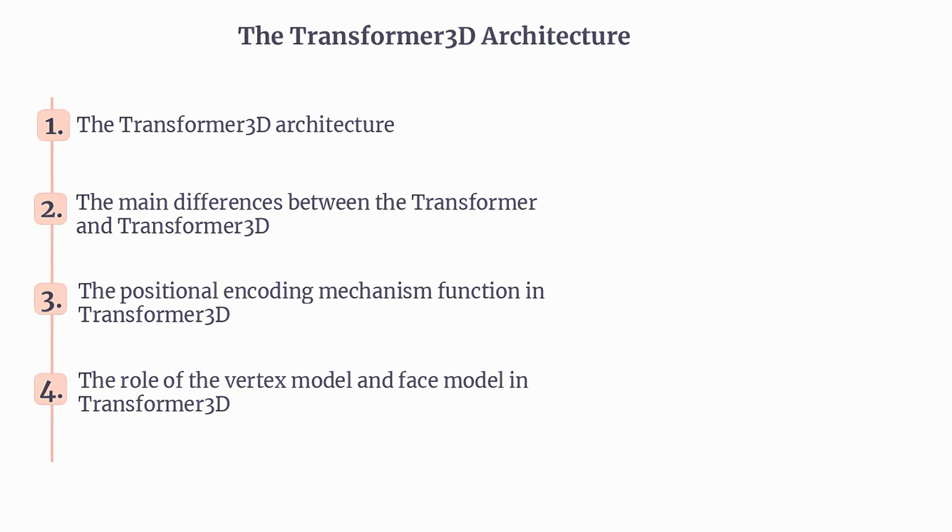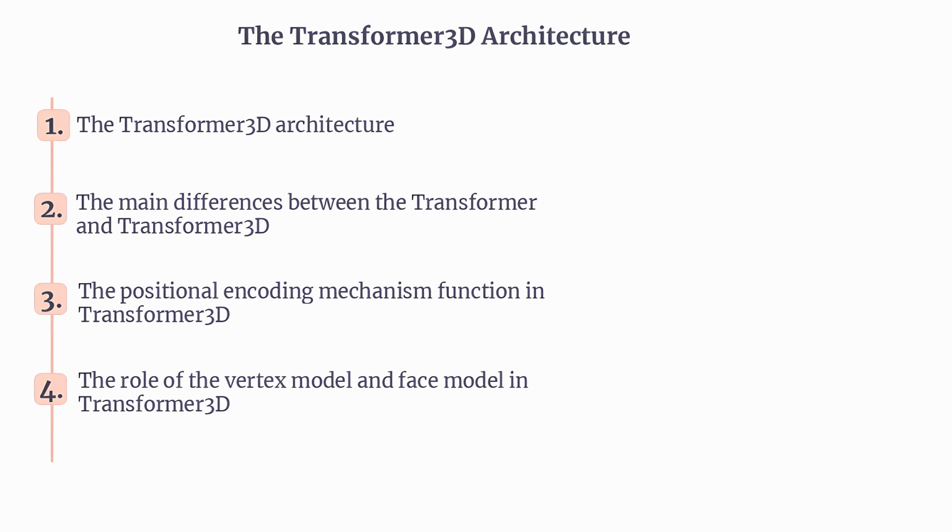The Transformer 3D model extends the original Transformer architecture, designed initially for sequence data like natural language, to handle 3D data such as point clouds, 3D meshes, and voxel grids. Its primary goal is to address challenges in processing spatially and temporally structured data, especially in computer vision tasks involving 3D objects, scenes, or environments.